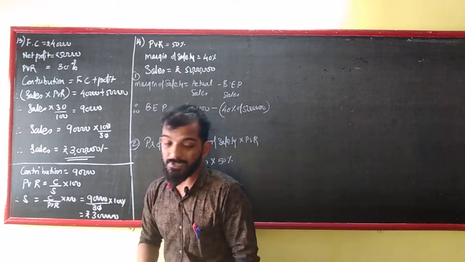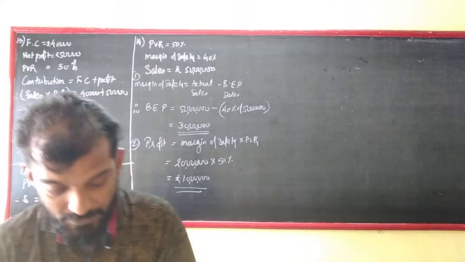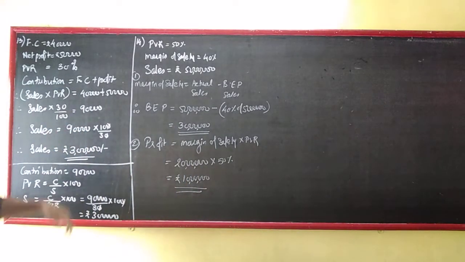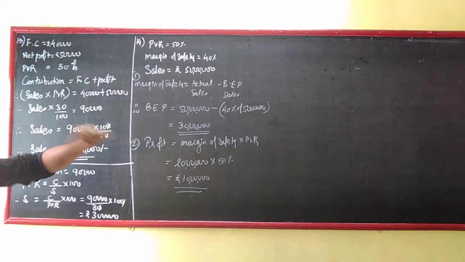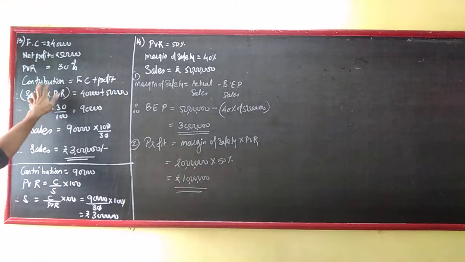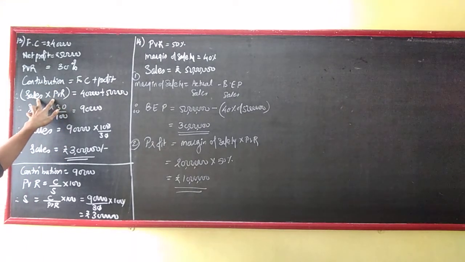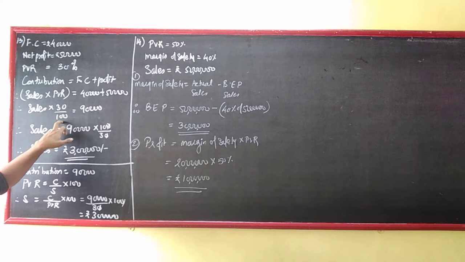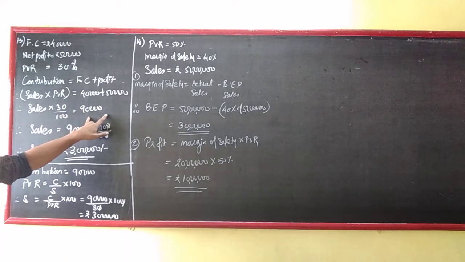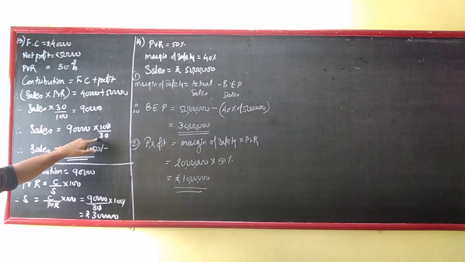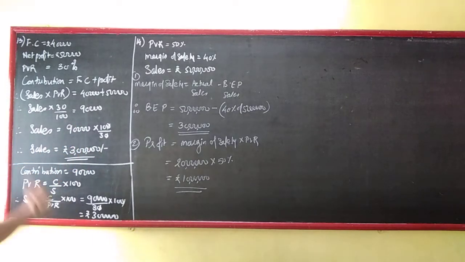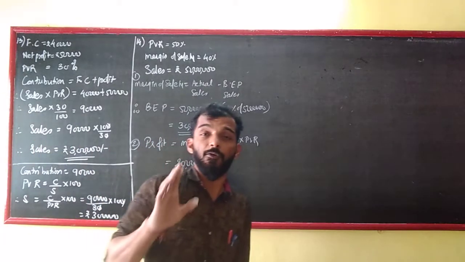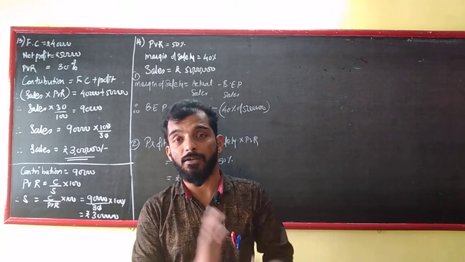Different books have solved it in different ways. So contribution is equal to fixed cost plus profit, but we also know contribution is what? Sales into PVR. So sales into PVR is 30% and this is 90. So sales is equal to 90 into 100 upon 30. Whichever formula you like, whichever is comfortable for you, follow that. But the answer should be correct.